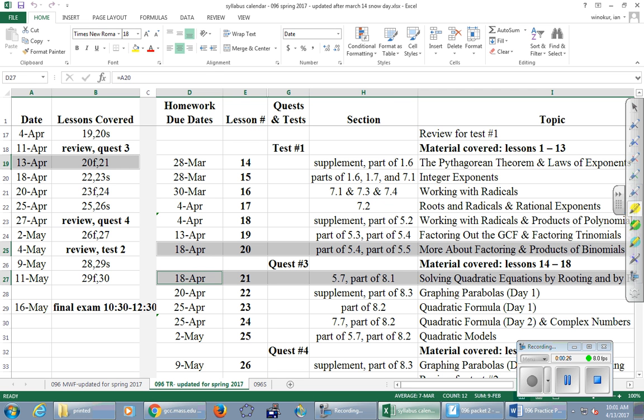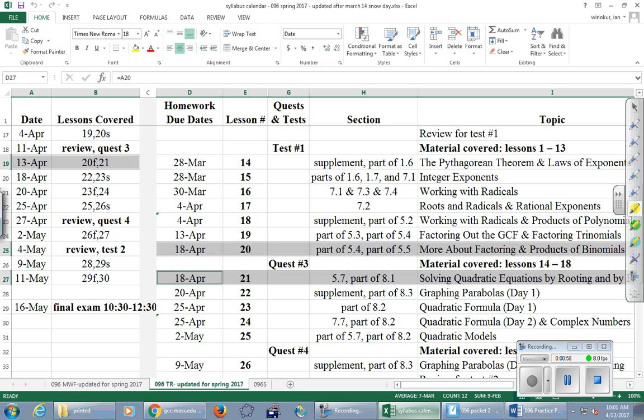We've got no assessments coming up until quest number 4 on April 27th. So it looks like 2 weeks from today is our next quest in this class. Any questions on the calendar? You do, yeah. The final date is May 16th, 10:30 to 12:30, right here in this room. Put it in your calendar. And this is on the back of your syllabus that you have a copy of. Other questions?